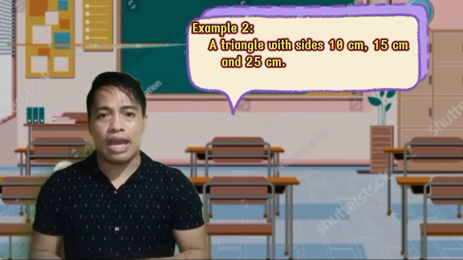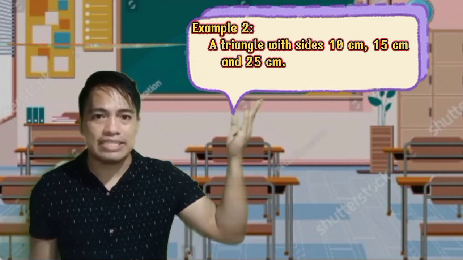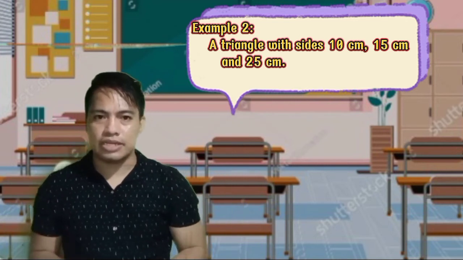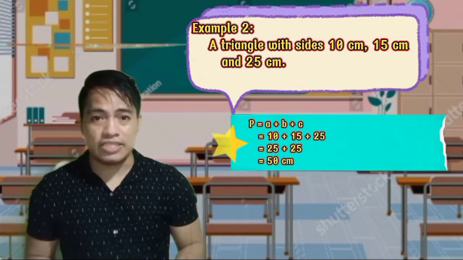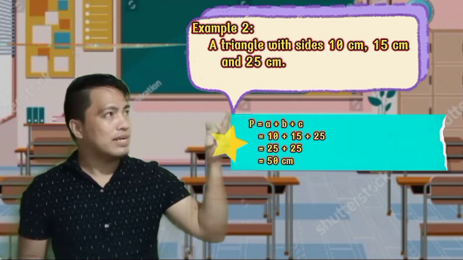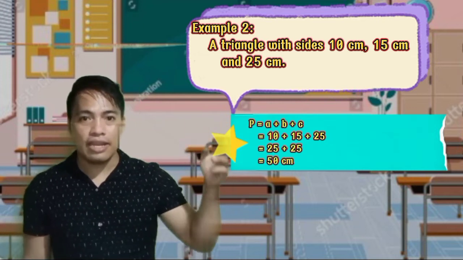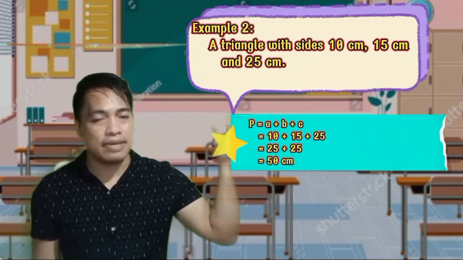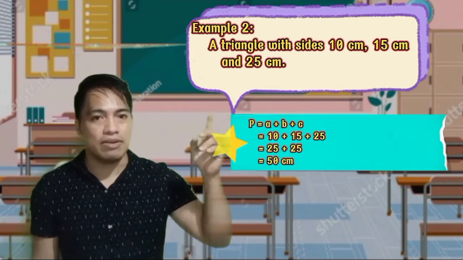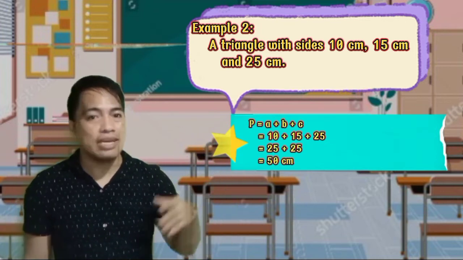Example number 2. A triangle with sides 10 cm, 15 cm, and 25 cm. Who wants to answer on the board? Yes? Alright, let's check the answer of Catherine. We have perimeter of a triangle equals A plus B plus C. Then substitute the values of A, B, and C. A is the first side of the triangle, that is 10. Next we have 15, followed by 25.